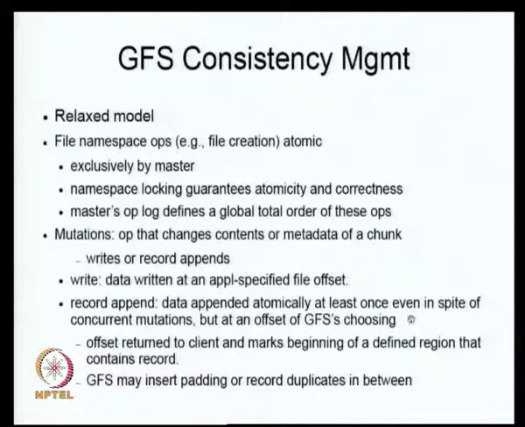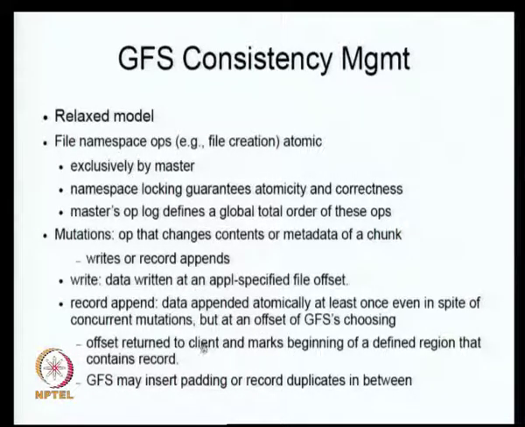Again, we discussed last time that this is similar to the fetch and add situation. Remember that in the fetch and add instruction, many concurrent parties are trying to increment something, and each party gets its own version of the incremented value; no two get the same value. Something similar is going on here. There can be multiple appends, each append happens at a particular offset, and this offset is chosen by GFS. The order is not up to the client. The offset returned to the client marks the beginning of the defined region that contains the record.